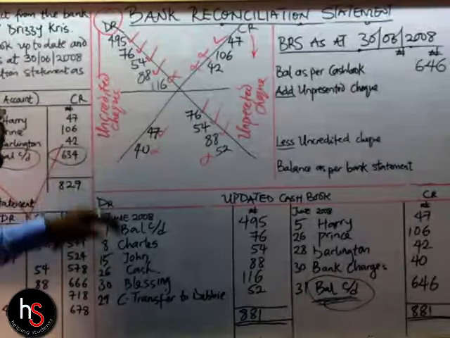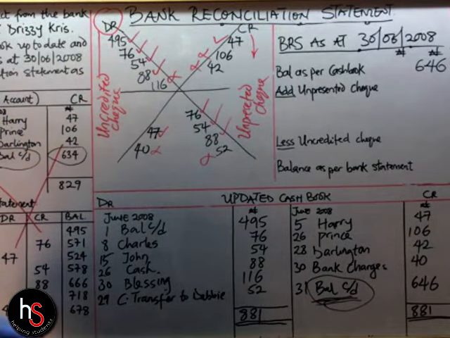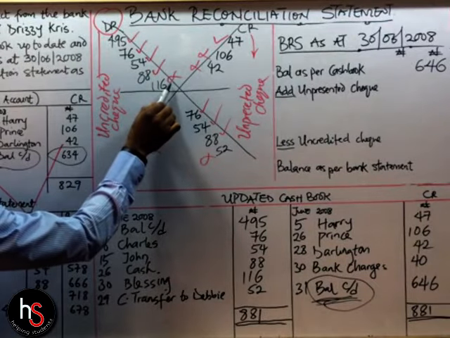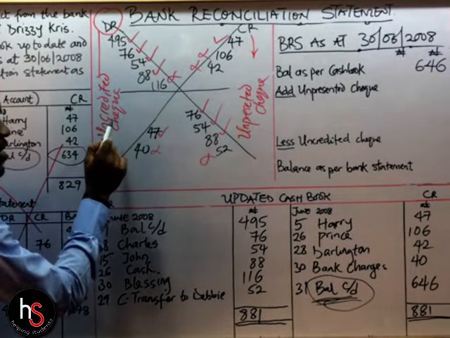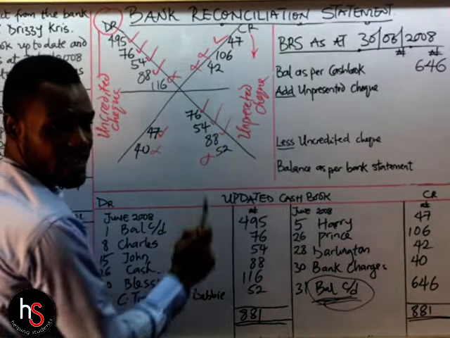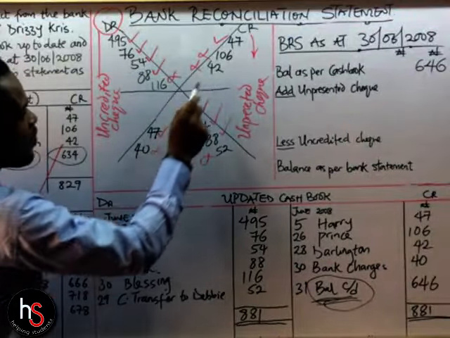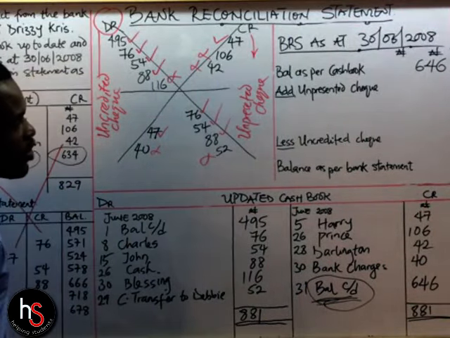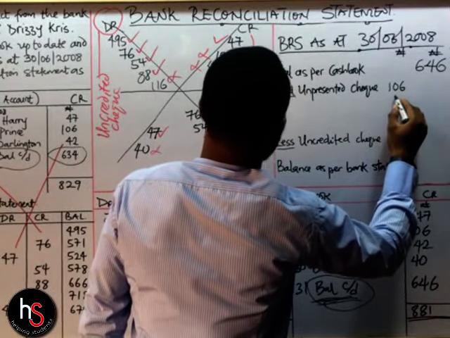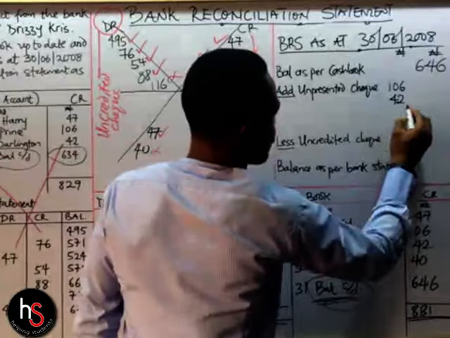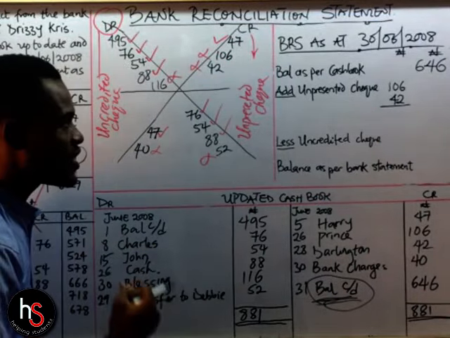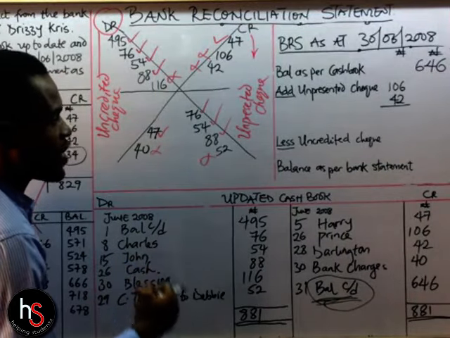Unpresented check. Now which value represents our unpresented check? Remember I told us that this is our uncredited check. The ones that are unticked represent the unpresented check. Okay. So which values do we have unticked? We have 106 and 42. These two values are not ticked, so they represent the unpresented check.